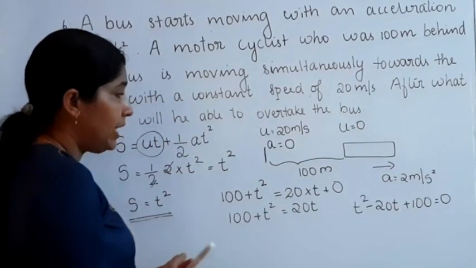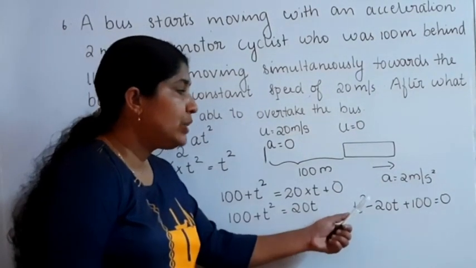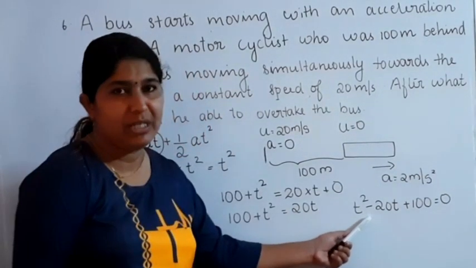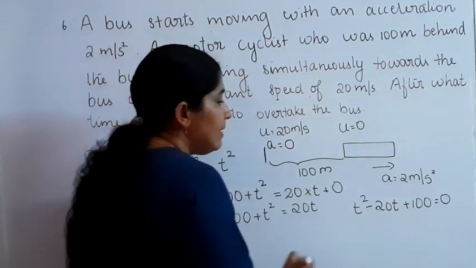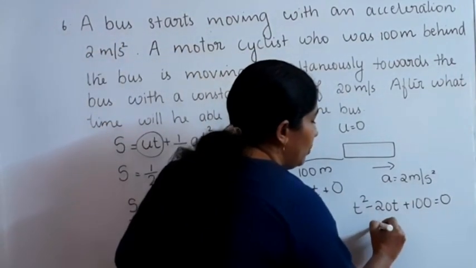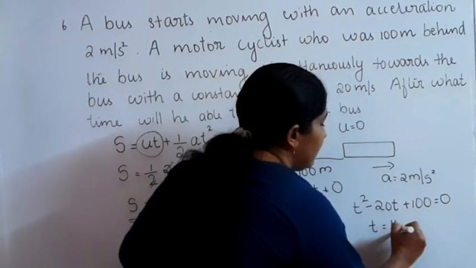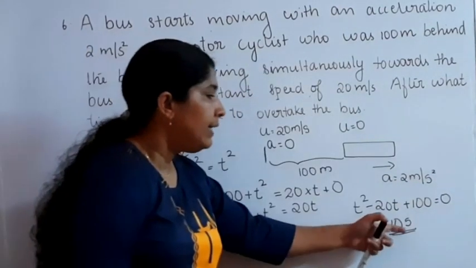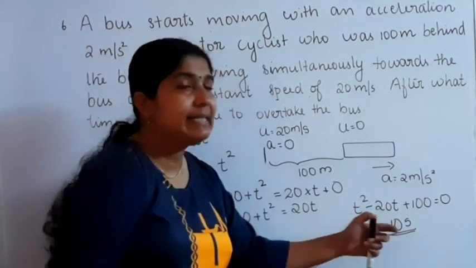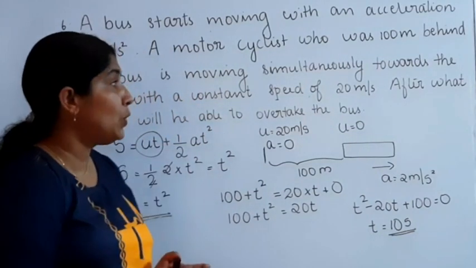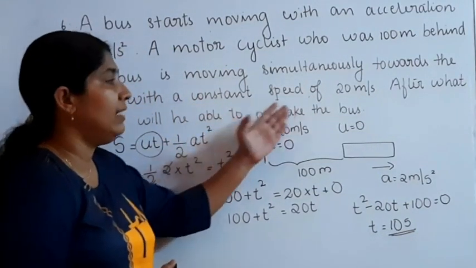Now we got a second degree equation. On solving the second degree equation, we get the answer t is equal to 10 seconds. t is equal to 10 seconds is the time taken by the motorcyclist to overtake the bus.